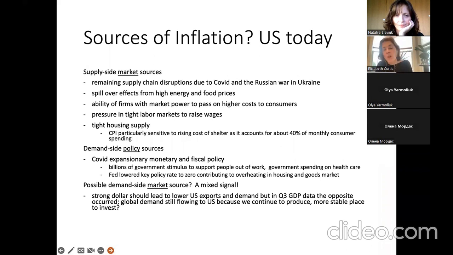And our housing market is a very important component of price level measurements. In the CPI, about 40% of the increase in the CPI is due to housing. So we spend a lot of money individually. Individual households spend a lot of money on lodging, or shelter, sometimes it's known as. And we have very tight supply of housing. So that comes from the supply side.